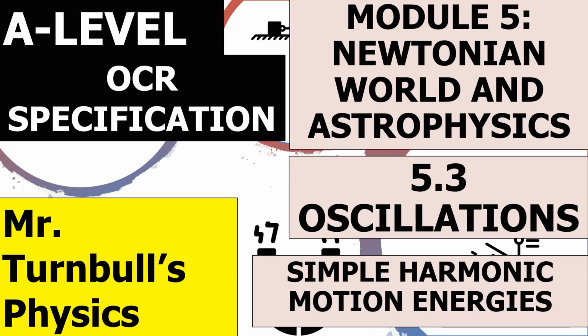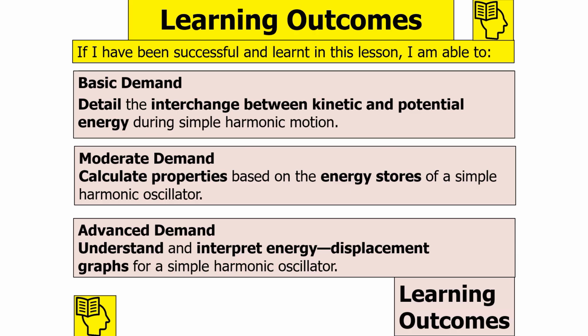Hello and welcome to this lesson on simple harmonic motion energies, which is part of the oscillations topic in the module of Newtonian World and Astrophysics for OCR A-Level Physics. So if we've been successful in today's lesson, we should be able to detail the interchange between kinetic and potential energy during simple harmonic motion, calculate properties based on the energy stores of a simple harmonic oscillator, and understand and interpret energy displacement graphs for a simple harmonic oscillator.